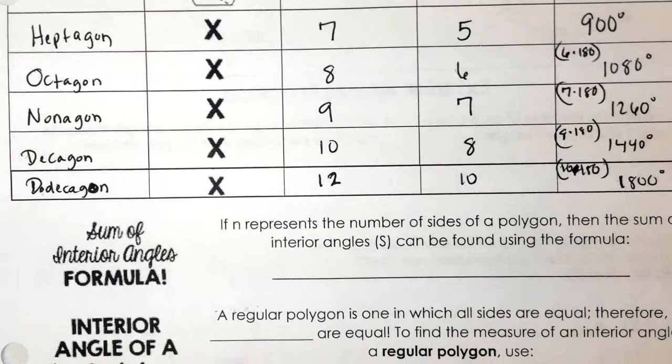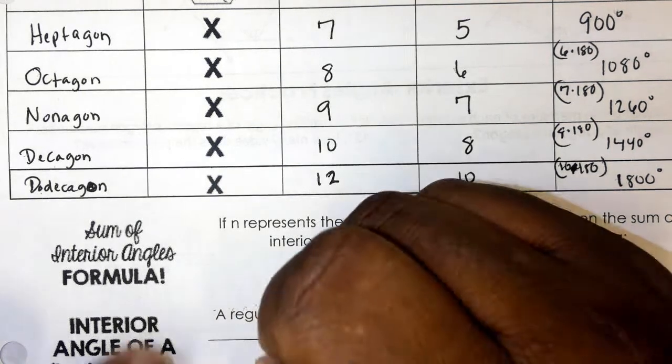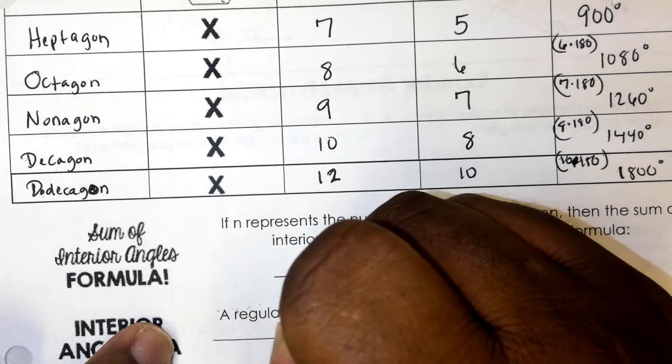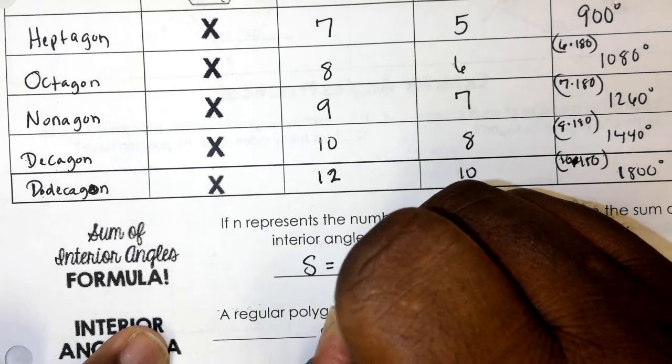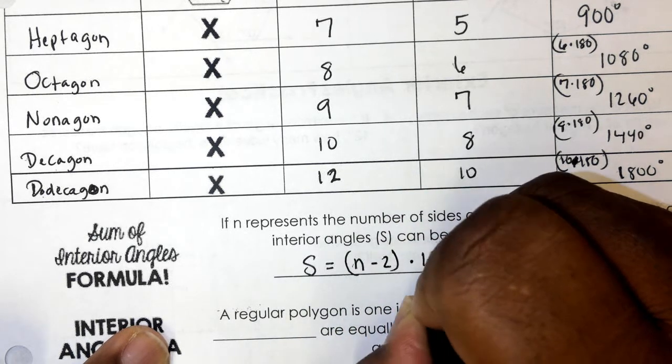So that being the case, it says the sum of the interior angles formula. If n represents the number of sides of a polygon, then the sum of the interior angles can be found by using the formula. And this is the formula you're going to use. So the sum of the interior angles, represented by S, equals n in parentheses minus 2, times 180.